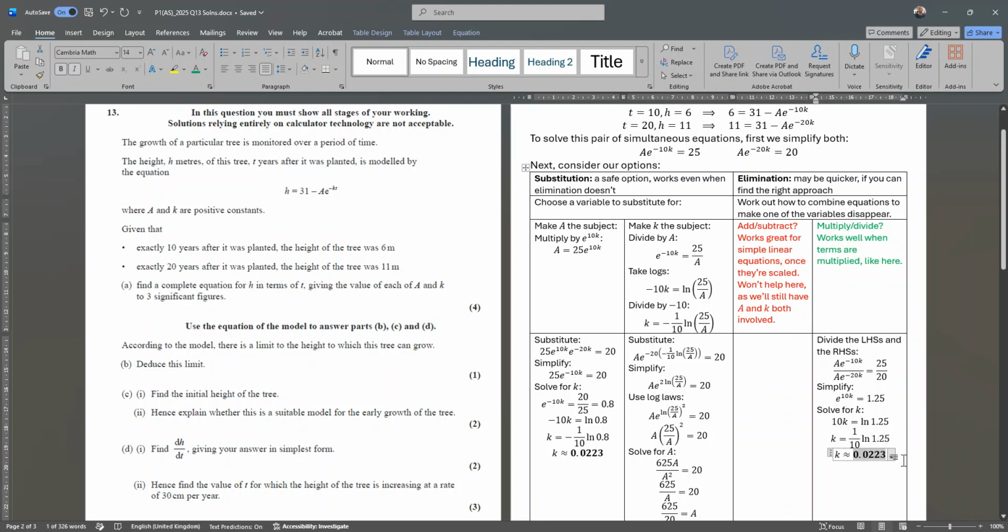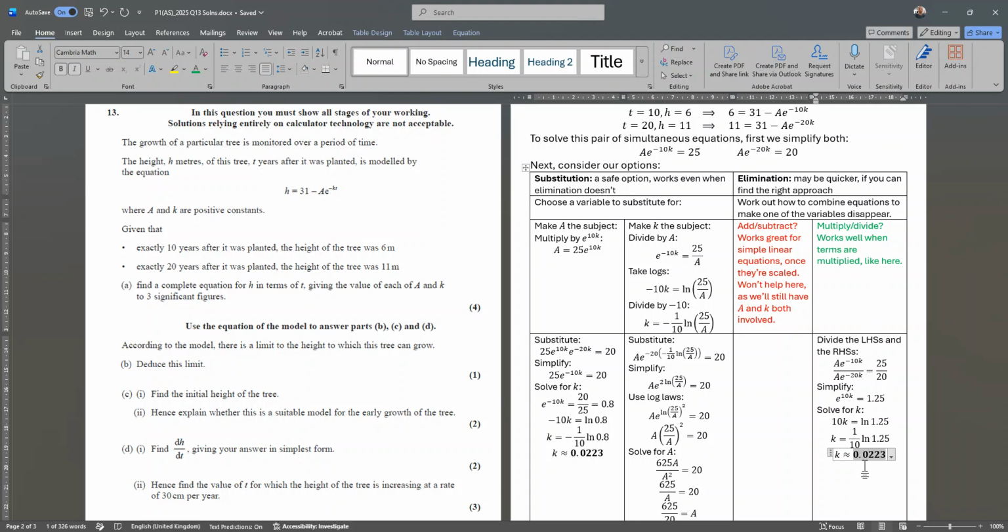Now, in the question, it says find a complete equation for h in terms of t, giving the value of each of a and k to 3 significant figures. So when I get to this point where I've got some messy number for k, I can then turn it into a decimal and round it to 3 significant figures. From now on, it's safe to use that rounded version in later parts of the question.